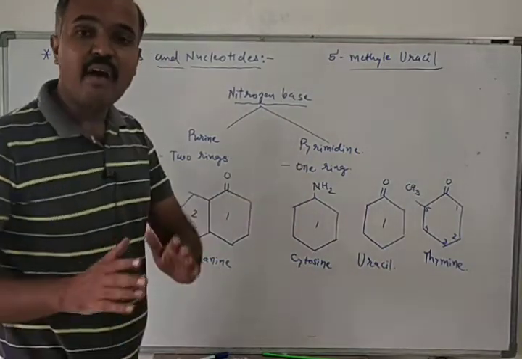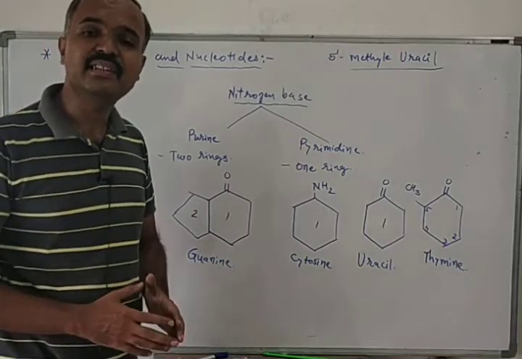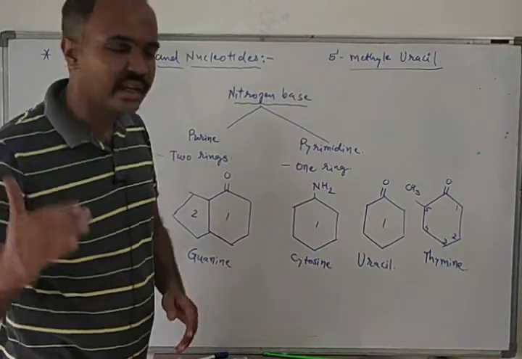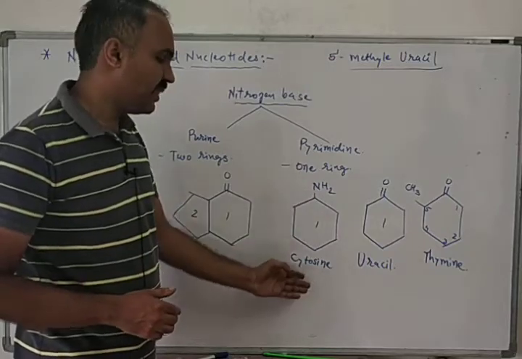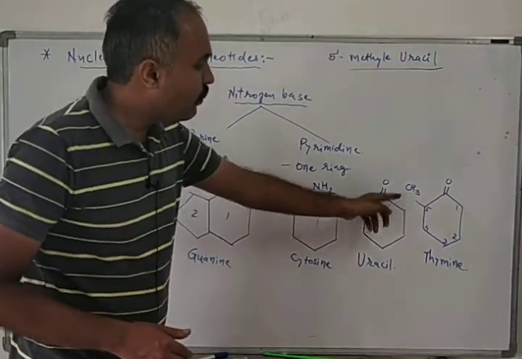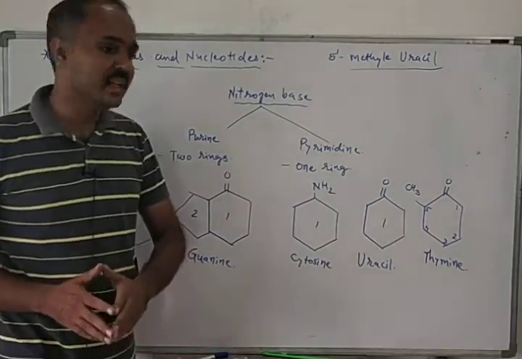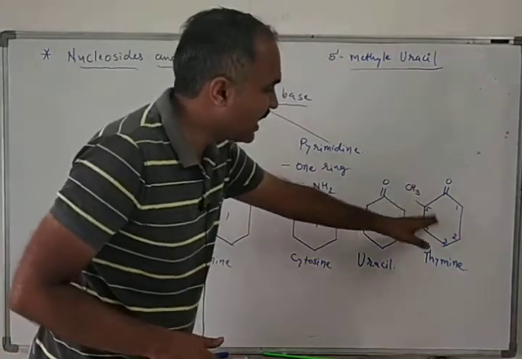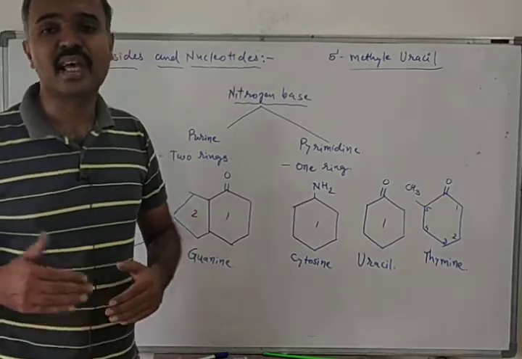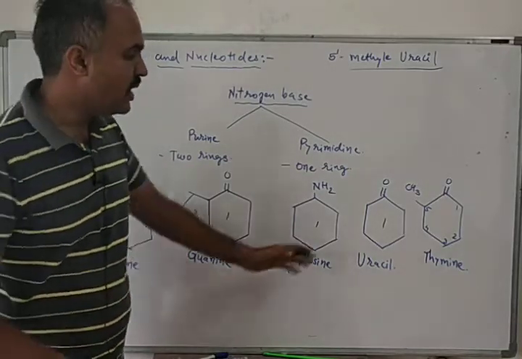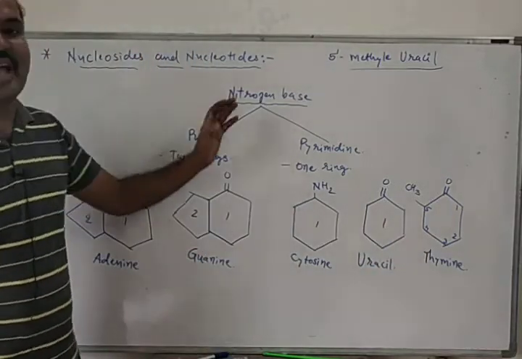Then pyrimidines have one ring in their structure. Pyrimidines are made up of only one heterocyclic ring. So here one heterocyclic ring is there, and on the top of that an amino group is there. Then that structure is known as cytosine. Here one heterocyclic ring is present, and on the top of that oxygen is present. Then it is known as uracil. And one heterocyclic ring, with a methyl group on the fifth carbon position, is known as 5-methyl uracil or thymine. So there is not much difference between uracil and thymine. These are known as nitrogen bases.